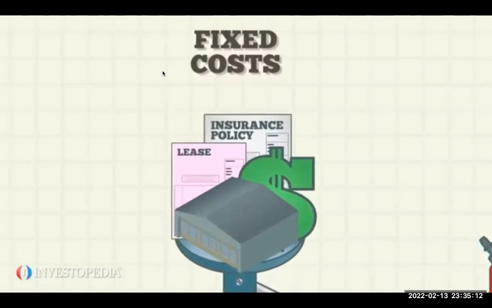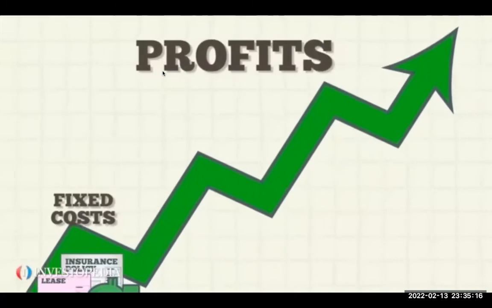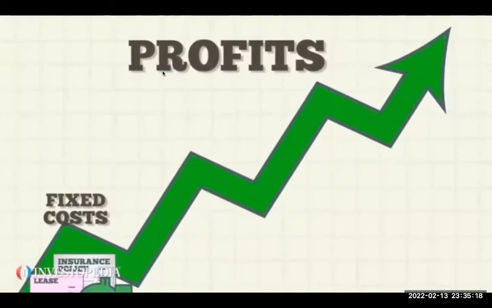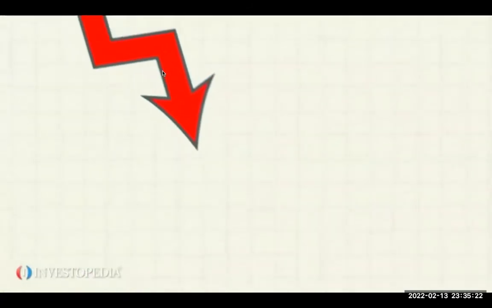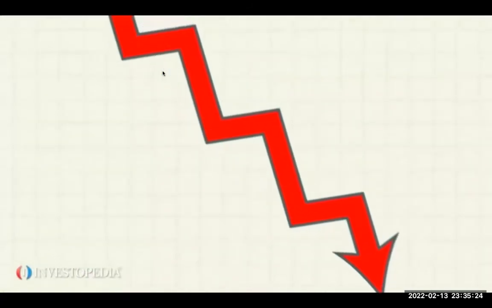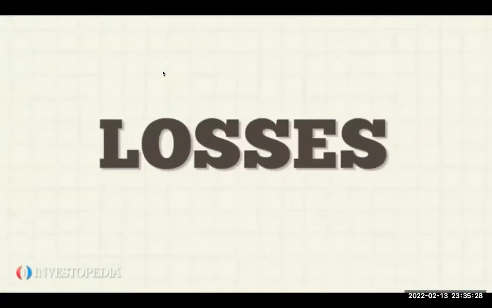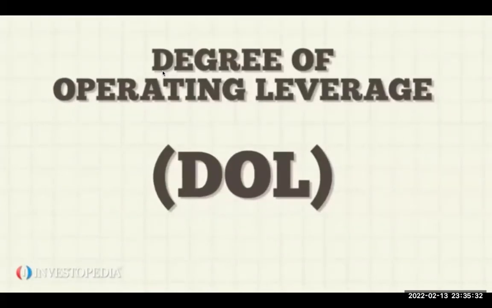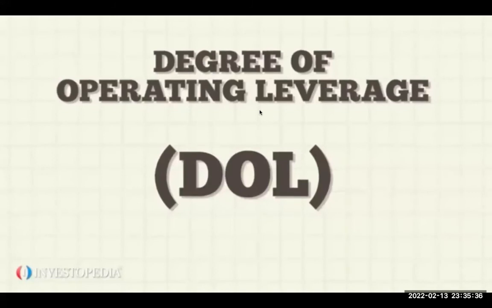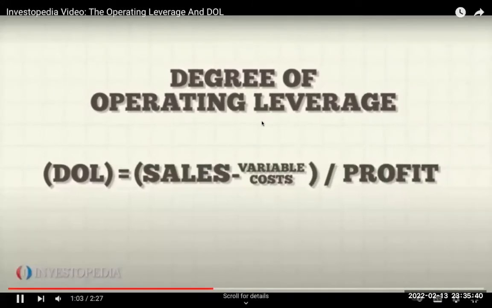A company with a high operating leverage like Highfly will see its profits go up when its ticket sales increase, because fixed costs remain the same. Likewise, a company with low operating leverage in a declining sales period must still pay its fixed costs, and it will thus suffer bigger losses. The degree of operating leverage, DOL, of a firm measures how well a company generates profit using its fixed costs. It is calculated as sales minus variable costs divided by profit.